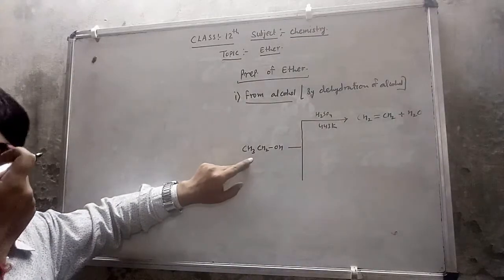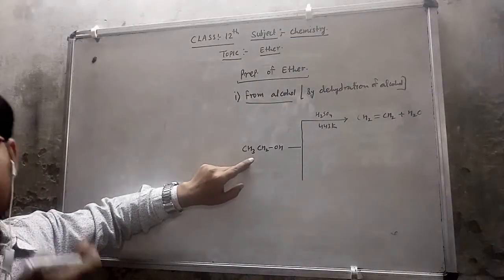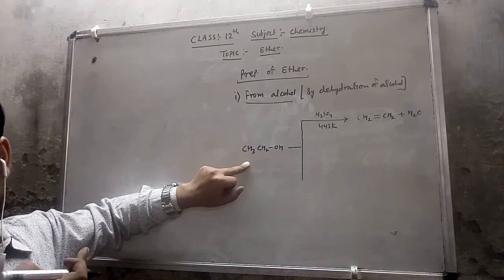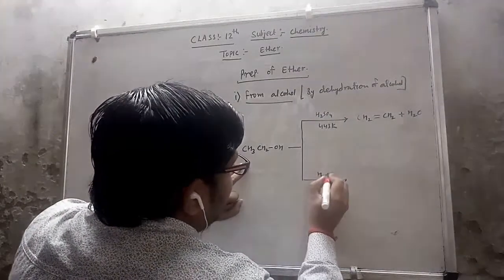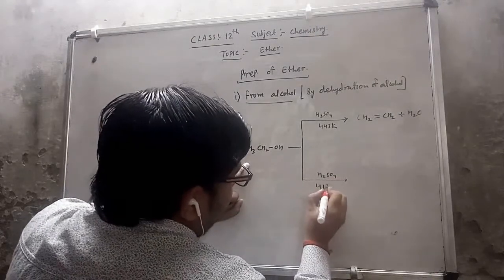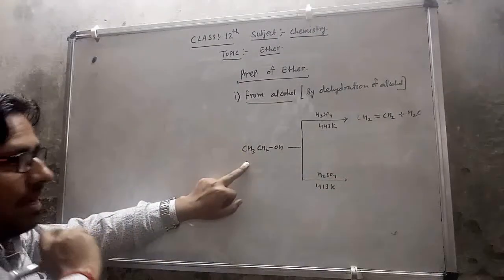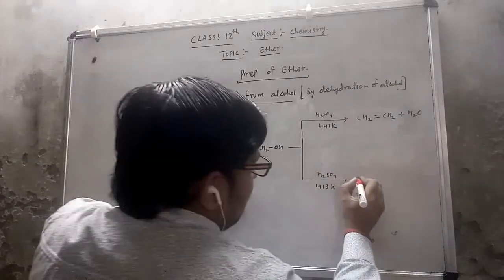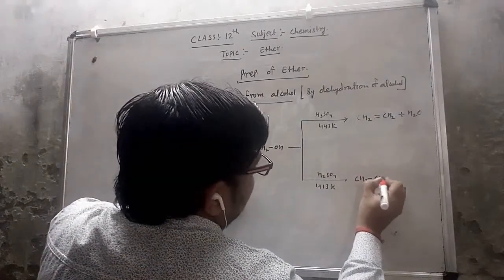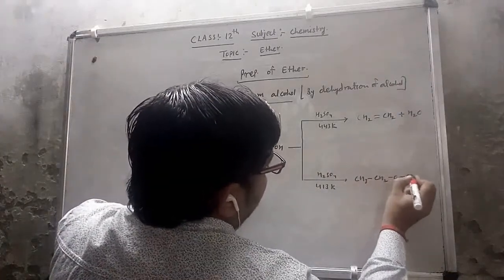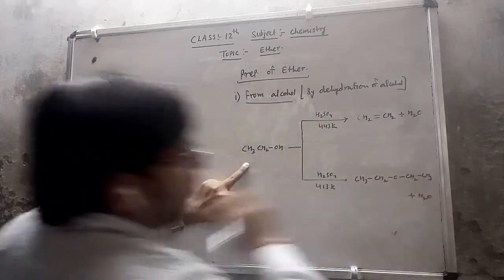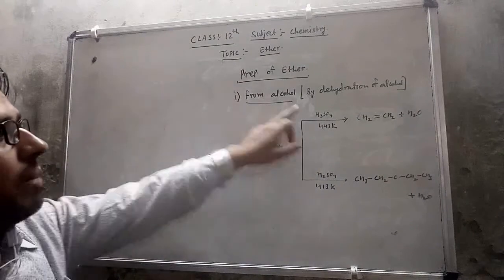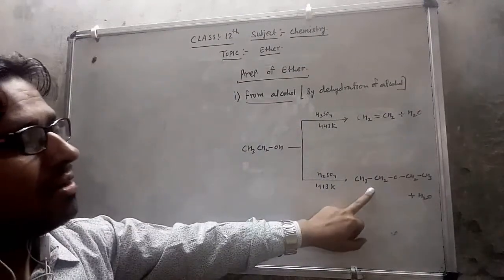But if I want to form the ether, then I will change the condition. The condition is H2SO4 is available here, the temperature is 413 Kelvin. Then we are getting here ether. This is CH3CH2OCH2CH3, and the water molecule is eliminated. That means only by changing the condition we can get the ether.